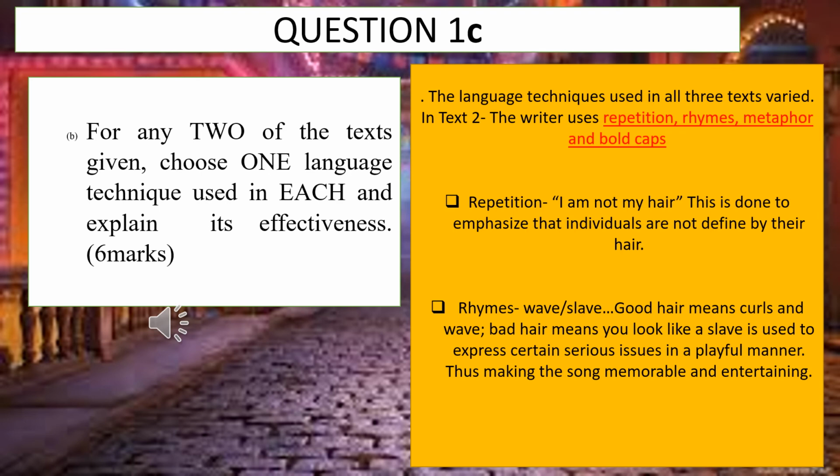Good hair means curls and wave. Bad hair means you look like a slave. This is used to express a certain serious issue in a playful manner, thus making the song memorable and entertaining. So we can remember that line because of the rhymes that are used by the poet, the songwriter.